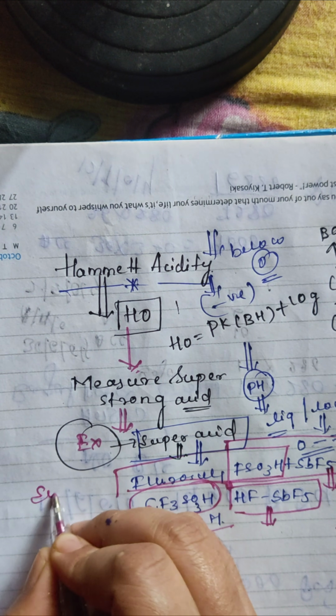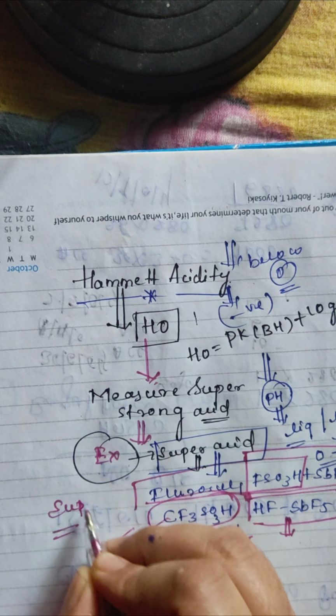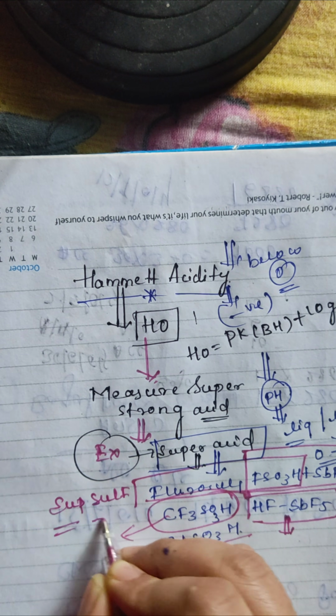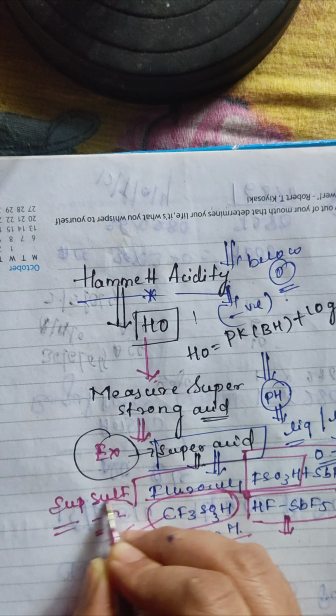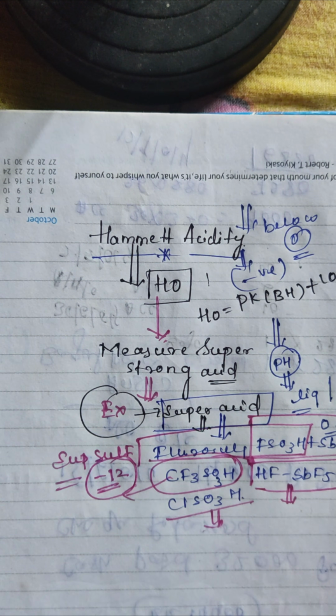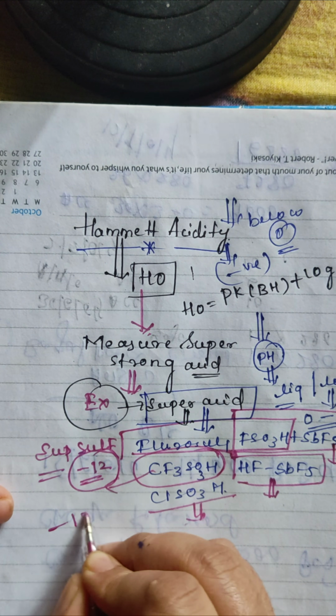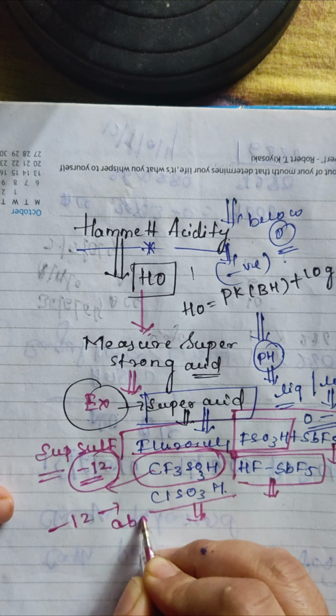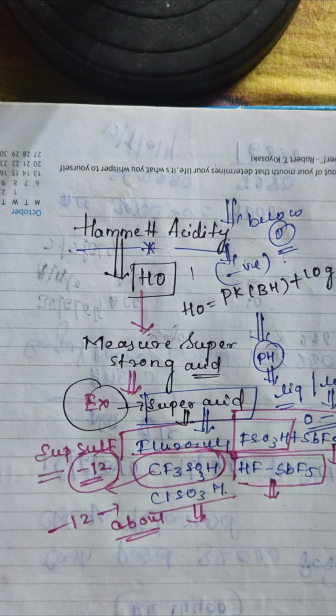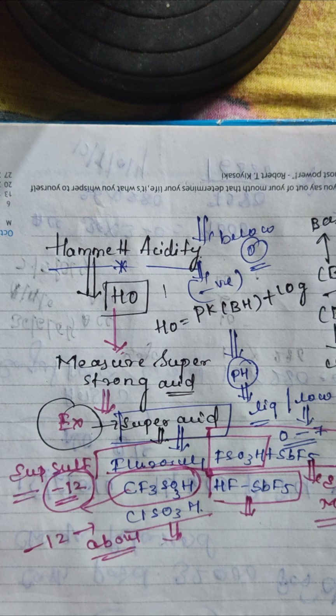Its formula is ClSO3H. A super strong acid means very high concentration sulfuric acid, with a range starting at -12. H0 is given as -12, and -12 is given above -13, -14, where you see that the concentration is very high.